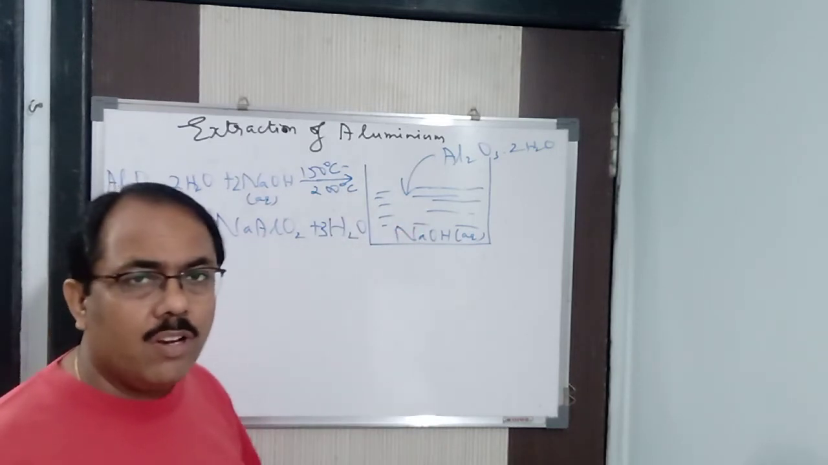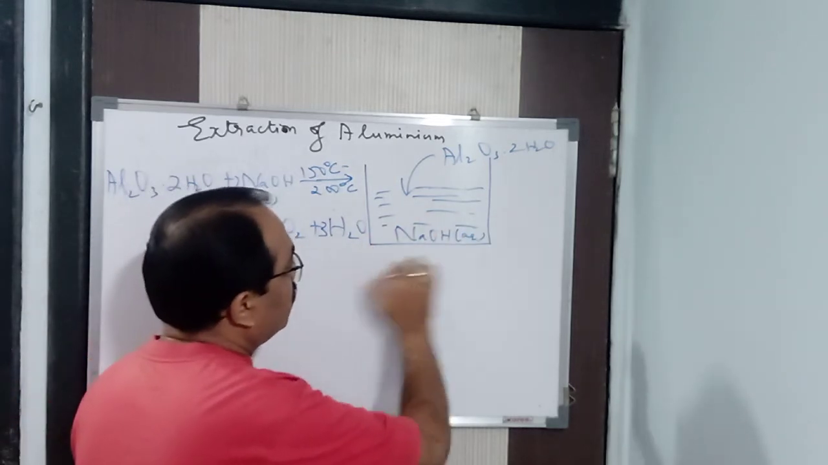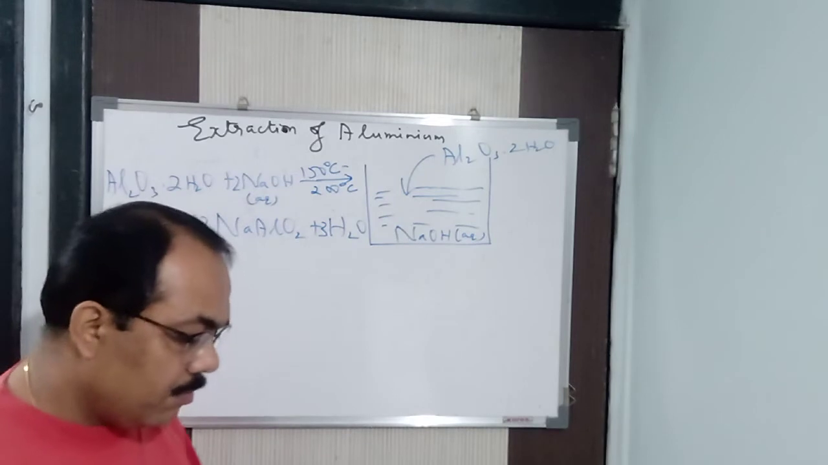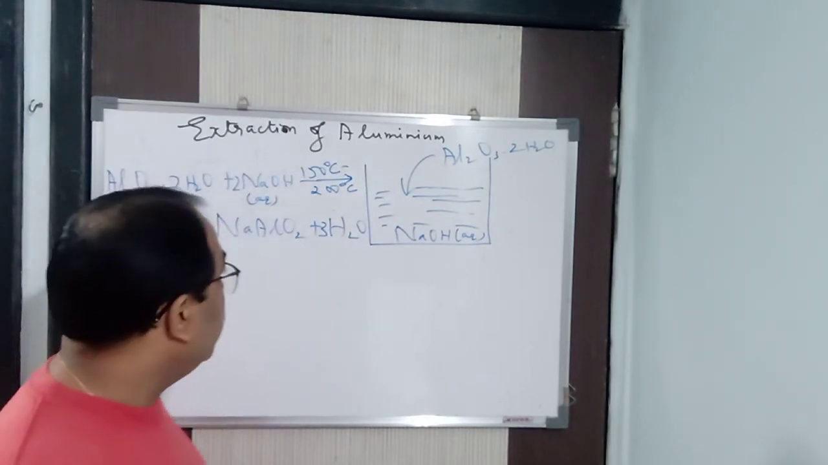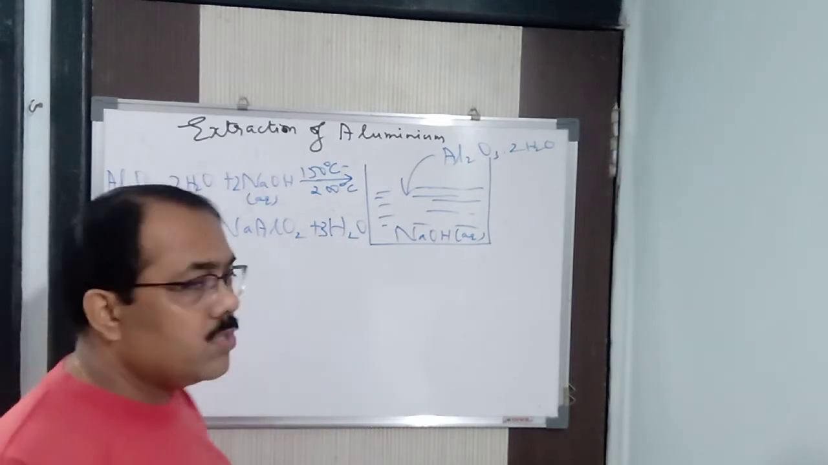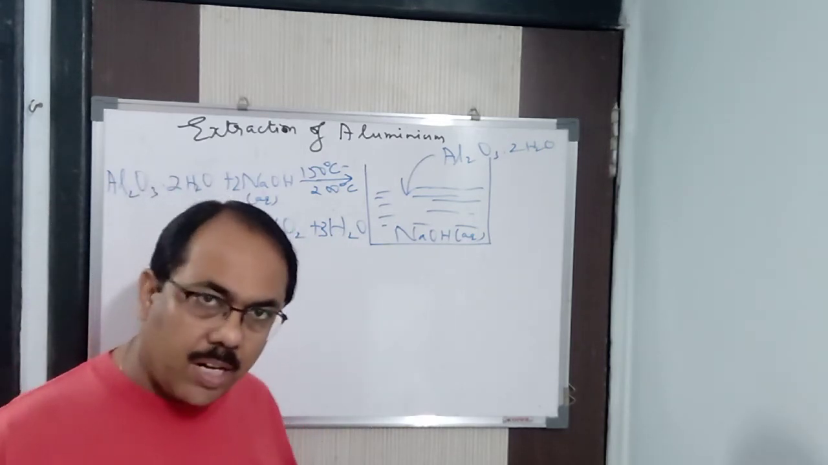Base and base will not react with one another, so it remains in the tank as an impurity. But aluminium reacts with sodium hydroxide to form sodium aluminate. In this way, impurities are being separated out.